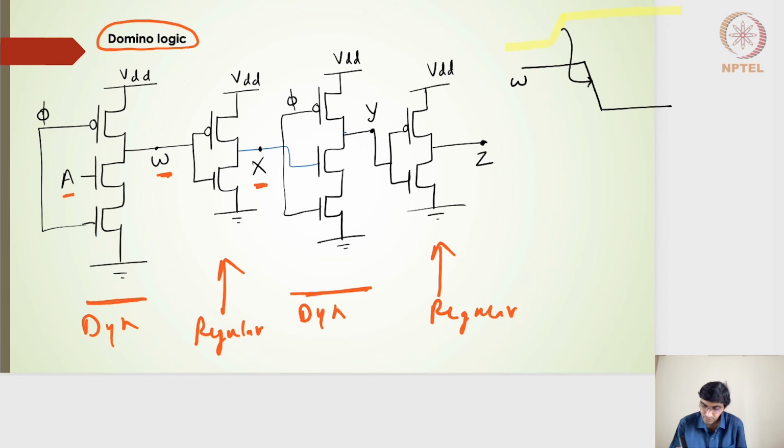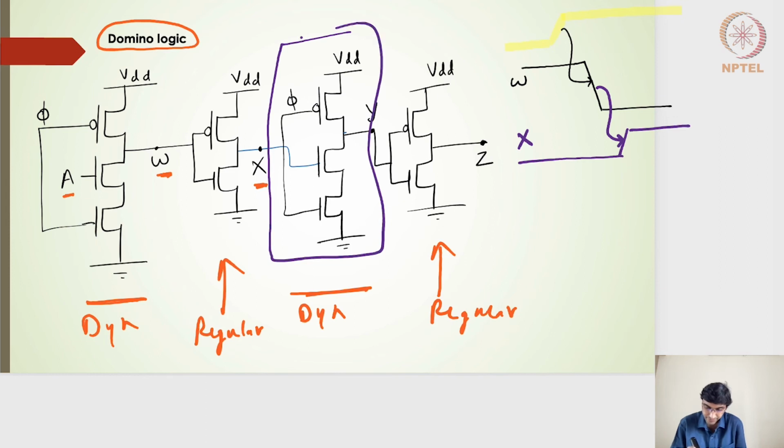It will take some time to go low, right? And during this particular phase, the X output will take its own time, of course, and then it will be an inverted output. So I will have a rising output. Now this rising output is given to the next stage of the dynamic inverter, and a rising input is not at all a problem for the dynamic inverter. Only the falling output is a problem. The rising output is not at all a problem.